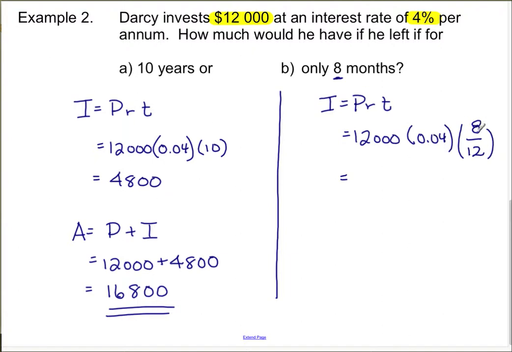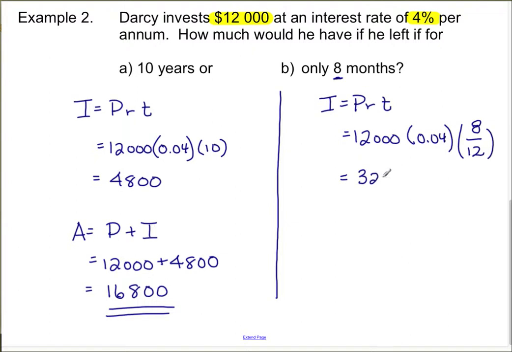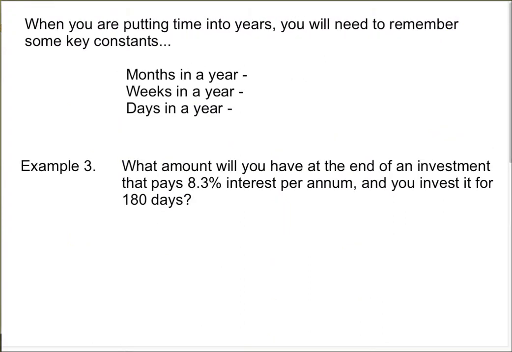Now, how I type that into the calculator, I'm just going to type these top things in. 12,000 times 0.04 times 8, and then this means divided by 12. So you can watch me punch it into my handy dandy calculator. And I'll go 12,000 times 0.04 times 8 divided by 12. And that's $320. So if you leave it there for 8 months, they only owe you $320, and of course your total amount is going to be principal plus interest, which is $12,000 plus $320 is $12,320. Next question.